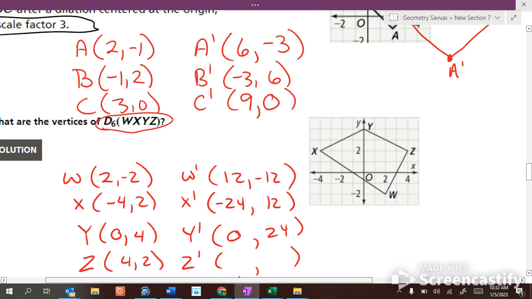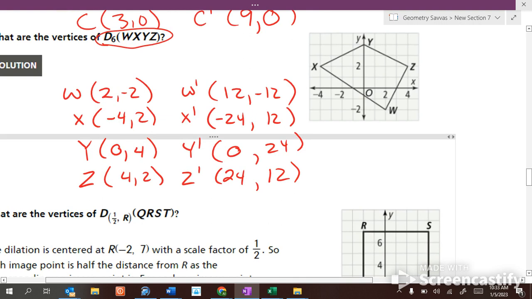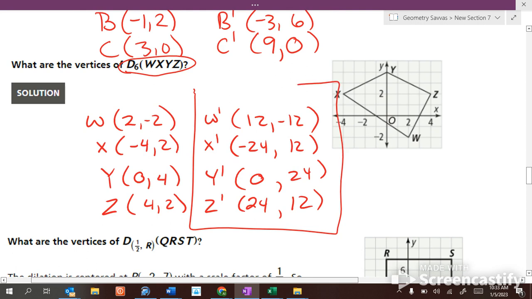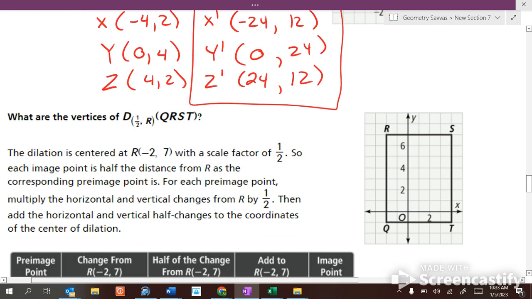Can you repeat what you said? Z is at (4, 2). And we're going to multiply them each by 6. Where's it going to end up? 4 times 6 is? We just did it right here. We took 4 times 6. 24. And 2 times 6 is? 12. So (24, 12). Okay? So that one they didn't ask you to graph. They just said, what are the vertices? These are the vertices.